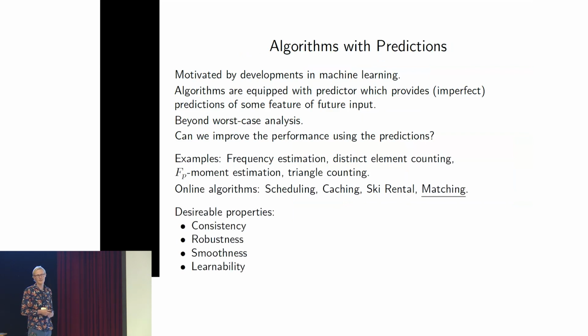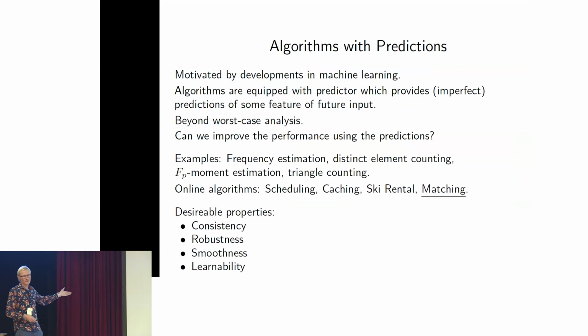So we've seen some of these desirable properties of the predictors before: consistency, robustness, smoothness, and learnability. And here consistency means that if somehow our predictor is accurate, predicts what it should predict, then hopefully, for instance for online algorithms, if we consider competitive ratios, maybe we can go beyond the worst case competitive ratios. And there's robustness: even if the predictor is bad and provides useless information, hopefully, if we can design these algorithms in a good way, we will still do at least as well as we would normally do in the worst case.